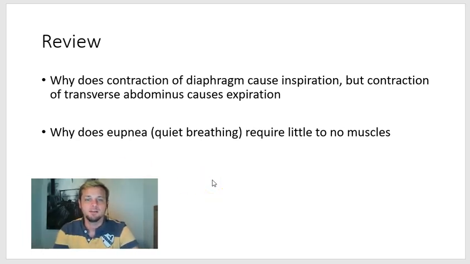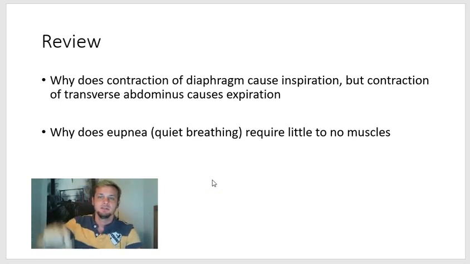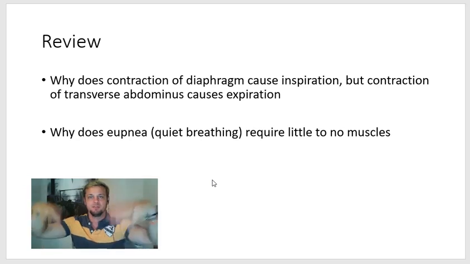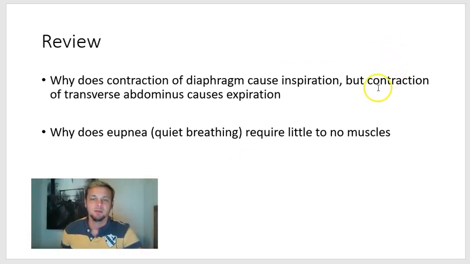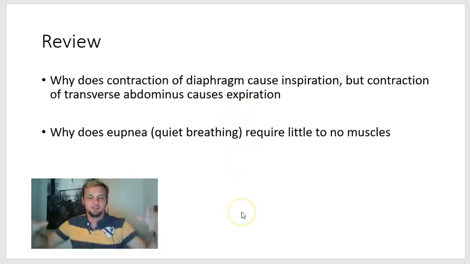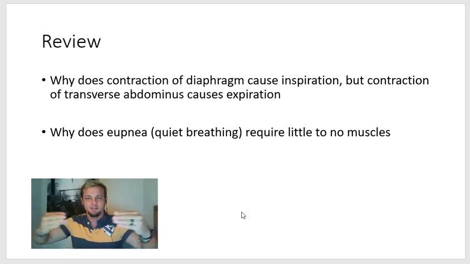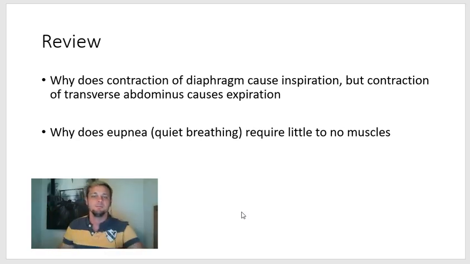So, why does contraction of the diaphragm cause inspiration? Because it pulls down and makes space for the air to come in. But contraction of the transverse abdominis causes expiration. Remember that transverse? When you contract that, it's going to squeeze, right? And so that's going to force any air out.